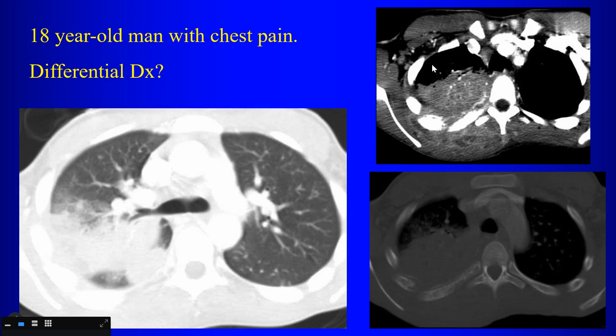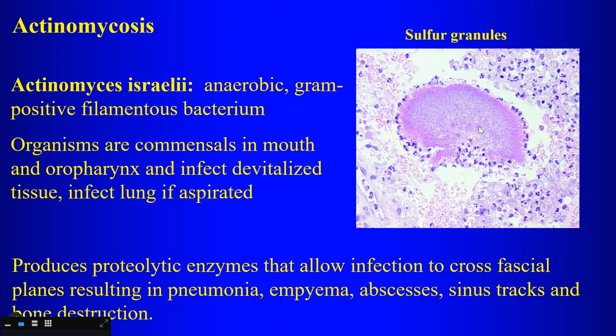actinomycosis, right? Actinomycosis. Because it causes sinus tracts and it's very destructive. So it can spread very easily beyond the lung into the chest wall. And we've seen an example of nocardiosis also that can do that, but that's usually in immunosuppressed patients. In immunocompetent patients, tuberculosis and actinomycosis. Sulfur granules, that's the thing that you're supposed to look for. Proteolytic enzymes allow the infection to cross fascial planes, resulting in pneumonia, empyema, abscesses, sinus tracts, and bone destruction.